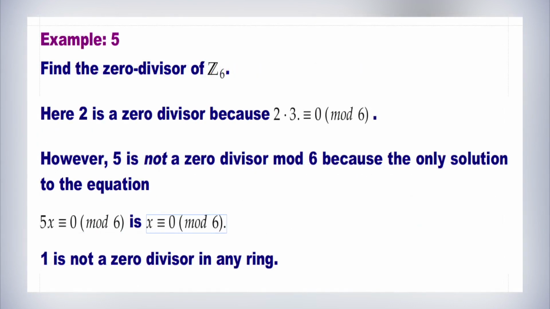The fifth example is to find the zero divisors of Z6. Here 2 is a zero divisor because 2 · 3 is congruent to 0 mod 6. However, 5 is not a zero divisor in Z6 because the only solution to the equation 5x congruent to 0 mod 6 is x congruent to 0 mod 6. 1 is not a zero divisor in any ring.